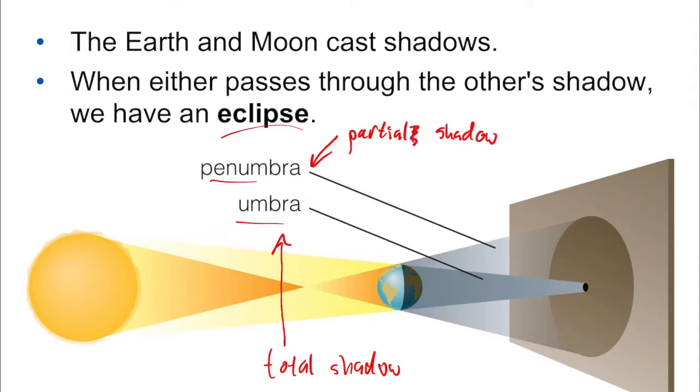Okay? Partial. So that's the difference. Partial shadow, total shadow. And this isn't unique to planets. If you shine a light on something, like if you hold a ball in front of a lamp and you look, you can see the dark central shadow and the wider blurry partial shadow.